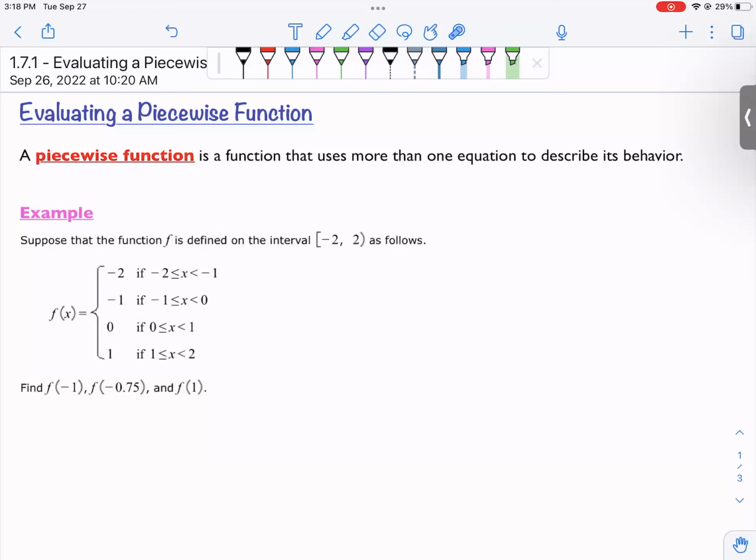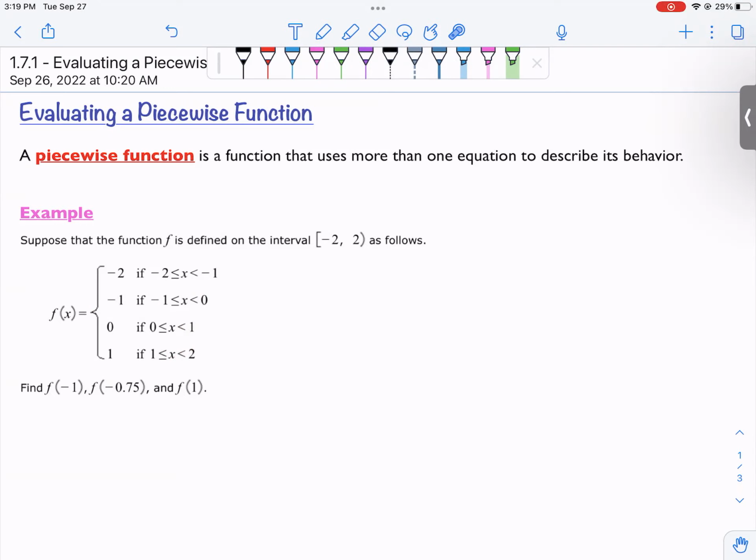For the x values -2 to -1, the value of the function is -2. Between -1 and 0, the value is -1. Between 0 and 1, the value is 0. Between 1 and 2, the value is 1. So depending on what x value you're looking to evaluate for, you're using a different piece of this function.